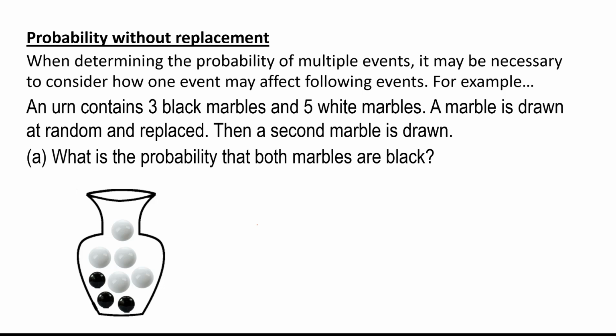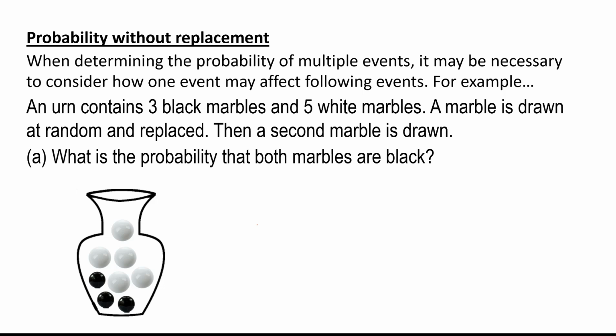All right, so in the first instance, it says a marble is drawn at random and replaced. Okay, and then you're going to draw a second marble. Well, that first event, the one where you drew a marble and put it back, that didn't affect the second event because you put the marble back. It looks exactly the way it did in the beginning. So these two events, pulling a marble and then pulling another marble, they're not going to affect each other because you put the marble back in the urn.